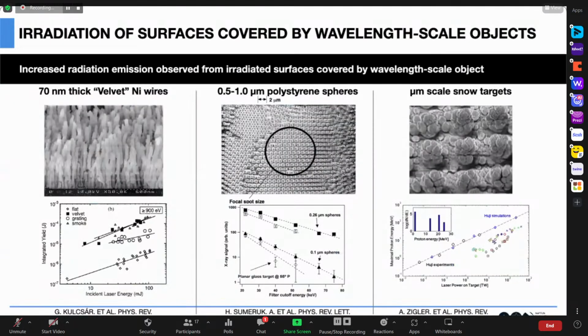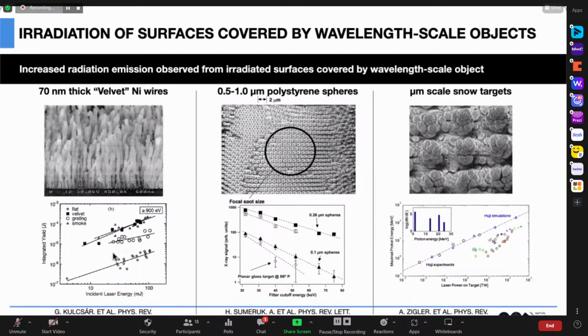This is a 20-year-old riddle. In more than a dozen different experiments, people have noticed that whenever you have micrometric or smaller than micrometric roughness on the surface, be it nanowires, plastic spheres, or some formations that you naturally grow under vacuum, there is one observation on all of them: the coupling of laser energy to these objects and the emission of radiation is much higher when the surface has some roughness versus when it's flat.